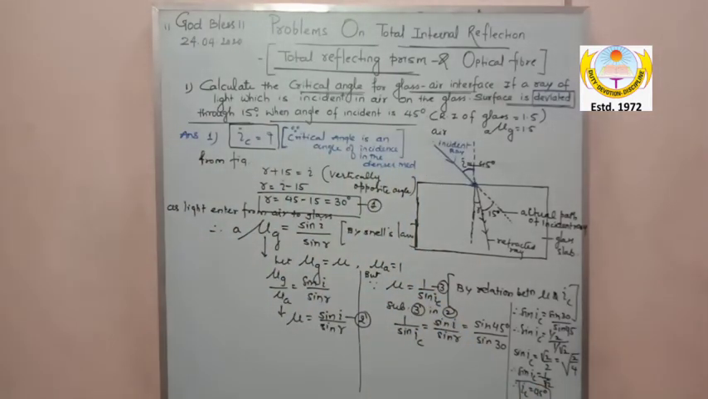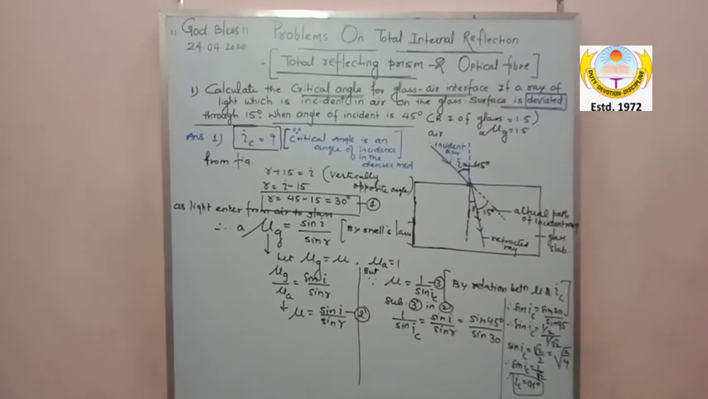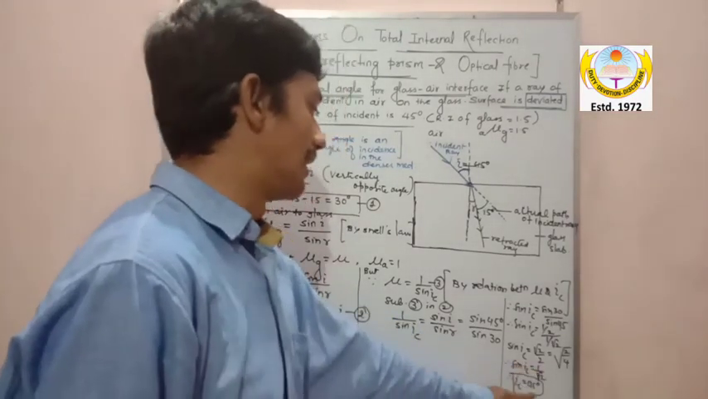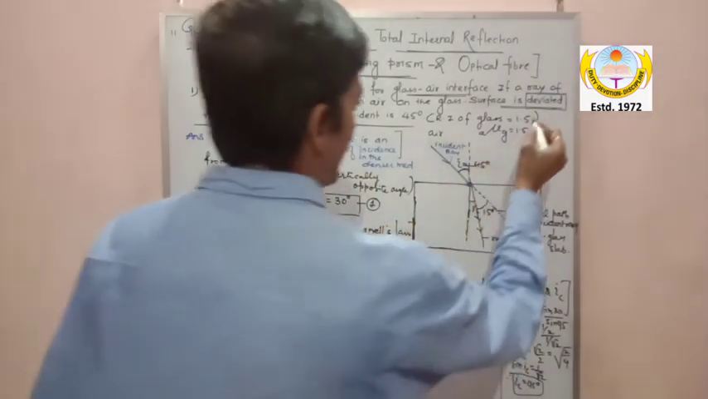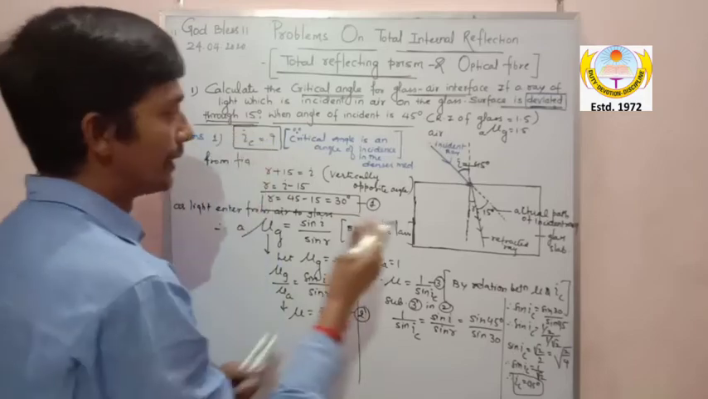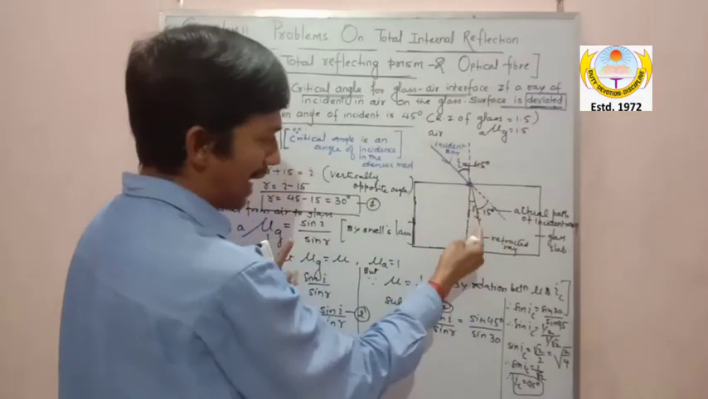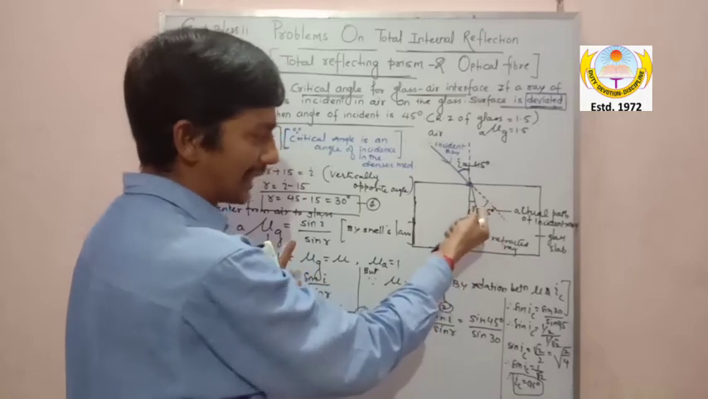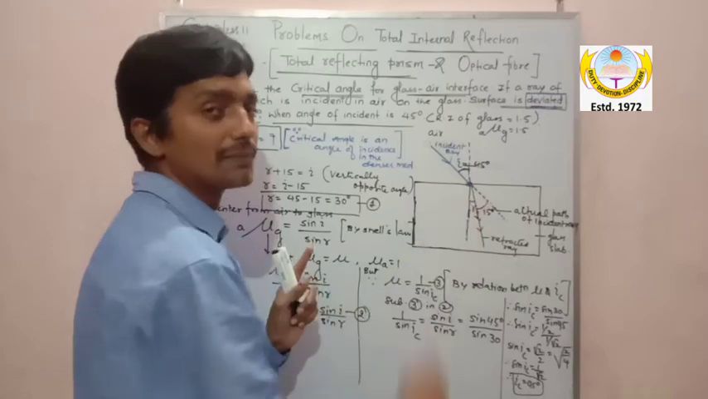So the answer for IC is your IC value, because sine IC is 1 by root 2, so IC value is 45 degree. So this is the sum, beta. Here you have to take care of the word deviated. Deviated means this is the actual incident ray and this is the refracted ray. How much the refracted ray has deviated from the actual incident ray, that is the answer, that is the value.